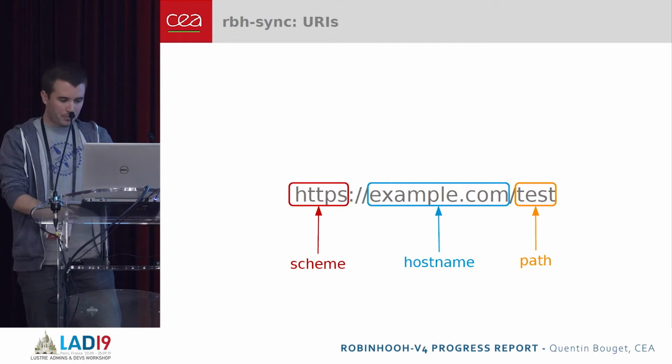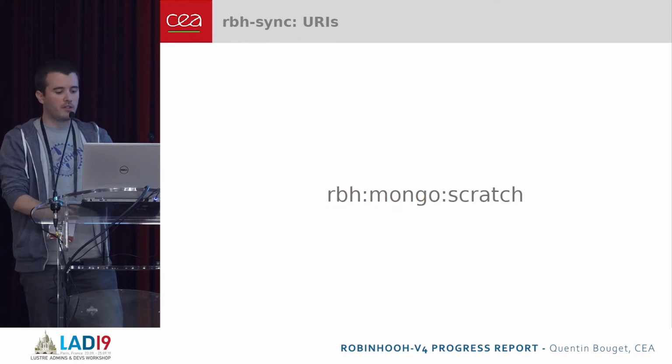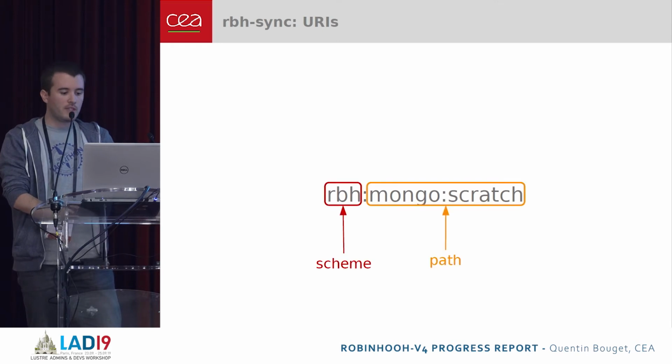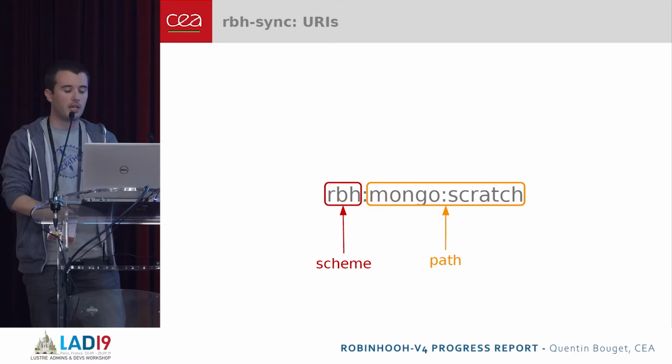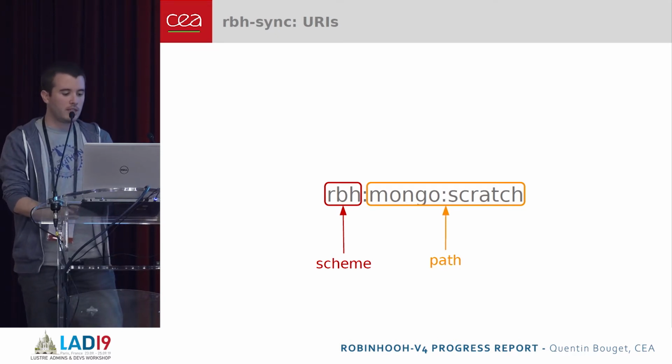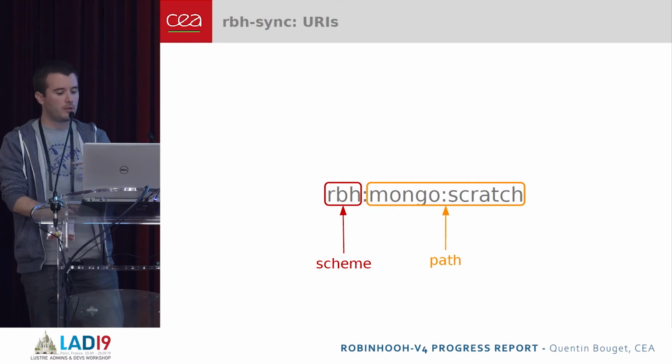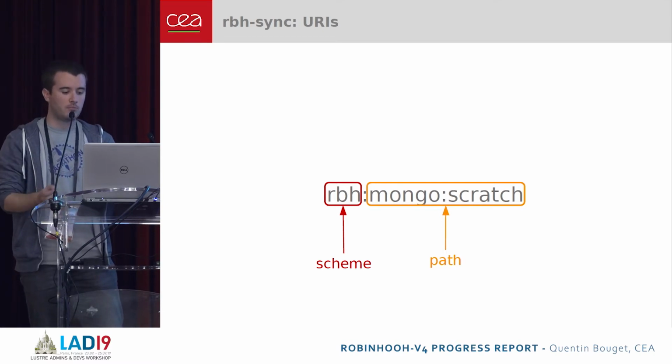With a Robinhood URI, for example, this one, the scheme is RBH. That means that the rest of the URI is to be interpreted as a Robinhood URI. And since there is no //, the whole thing is just a path in this URI semantics. And it has the meaning that Robinhood associates with it.